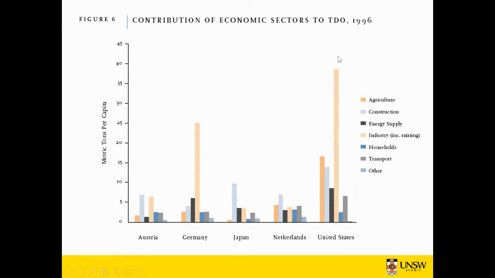And here is a breakdown of the total domestic outputs coming from different sectors. We see that industry has a lot, and it varies from country to country. But we see that the construction industry and energy are normally high, and agriculture sometimes.